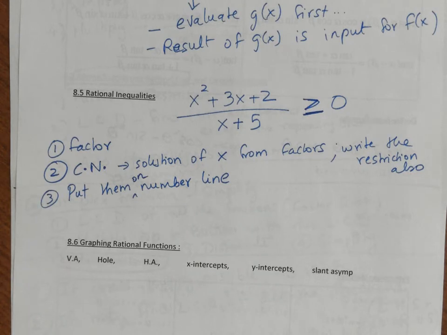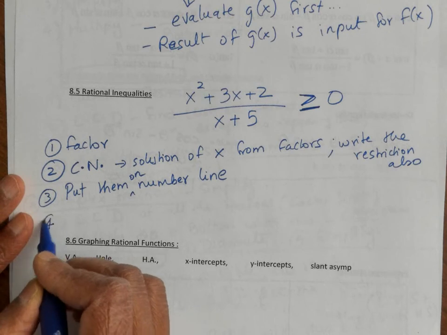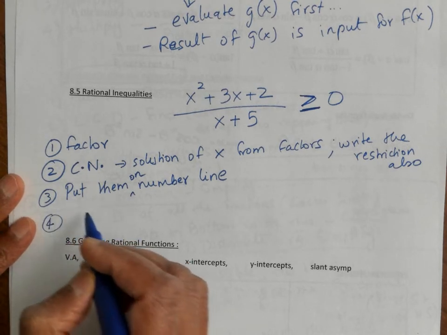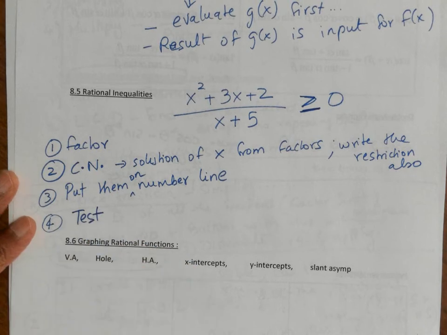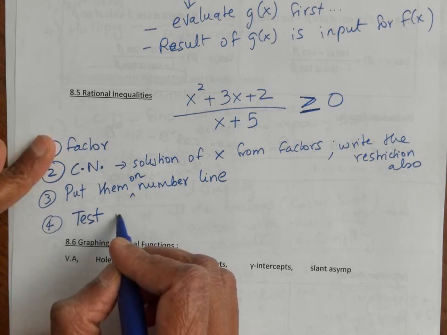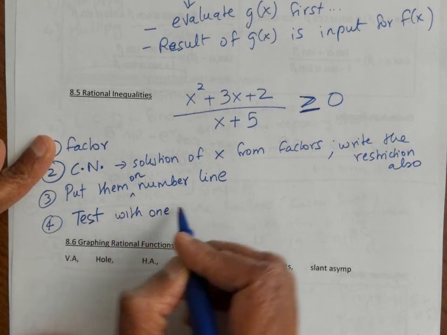Once you put them on the number line, what are you going to do? What do you do with that? You have a number line, and I think she gave me the answer. You have the number line and you have -5, -1, -2, whatever. What are you going to do with those things on the number line? Okay, again I'm going to write it down. As soon as I write it down, I'm sure it will come back to you. You test. You guys remember test? You take a number in each of those intervals. Test with one number in each interval.